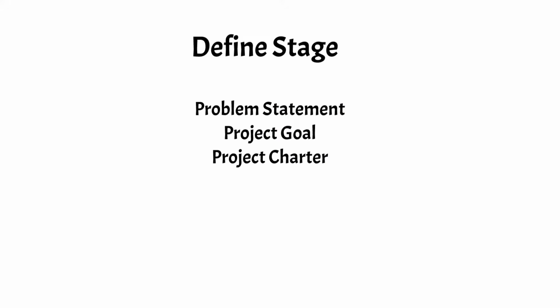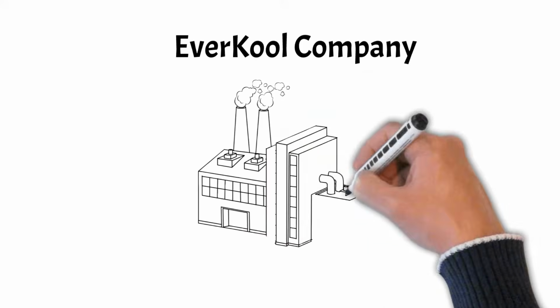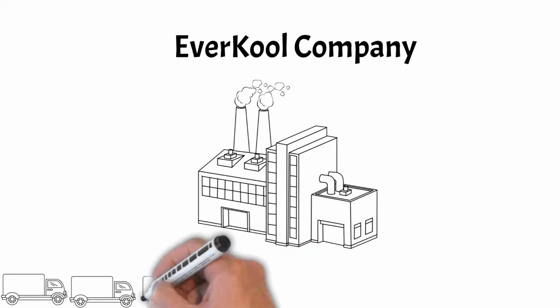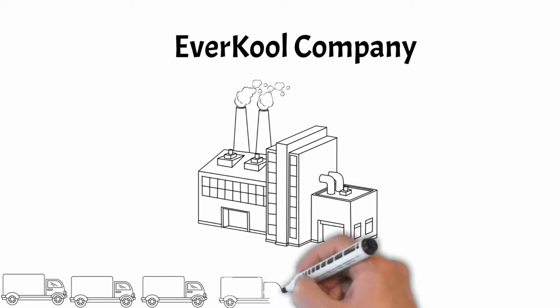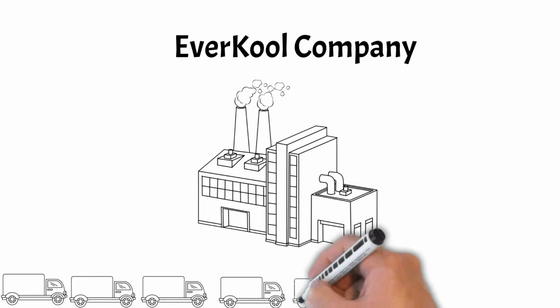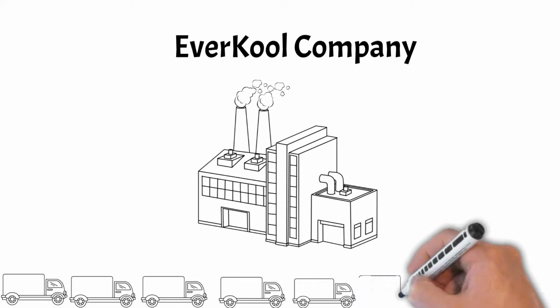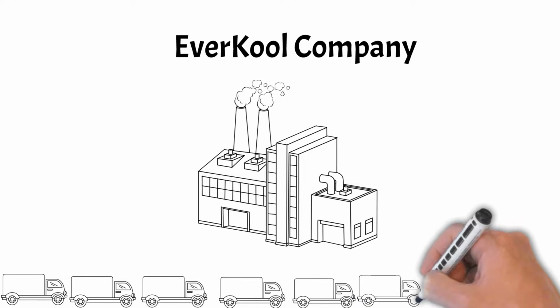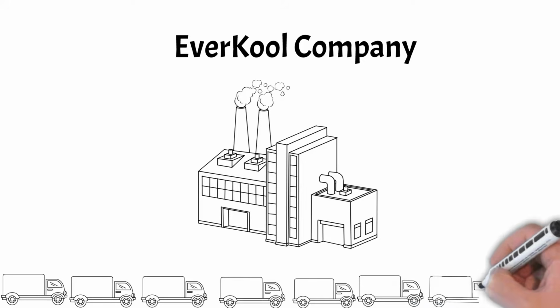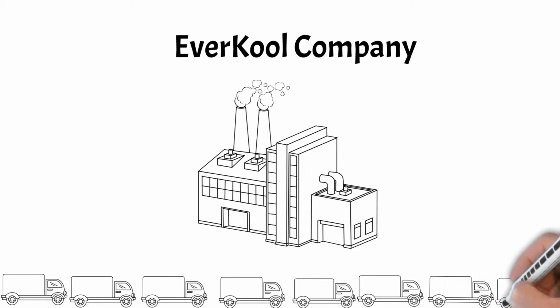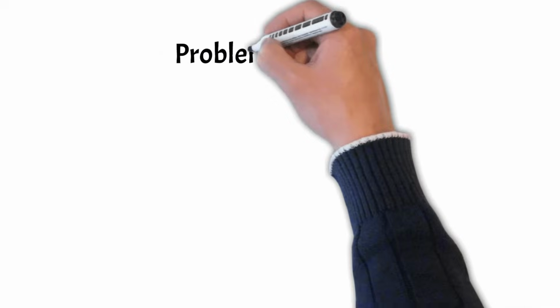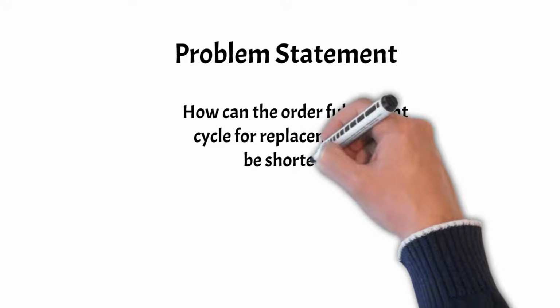The problem statement. The Evercool company manufactures and distributes commercial air conditioning units, as well as provides existing customers with replacement parts for units in need of repair. Customers have increasingly complained that the time to receive these parts is long. Several have gone weeks without them. A Lean Six Sigma project has been approved at Evercool to study this problem and determine how the order fulfillment cycle for replacement parts can be shortened.